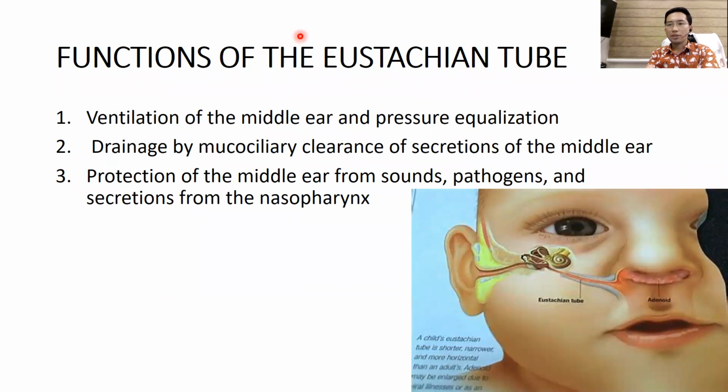from external trauma, such as in forceps delivery. So let's go to the functions of the eustachian tube. Actually, we have three major functions. First is the ventilation of the middle ear space and pressure equalization. Second, drainage by mucociliary clearance of secretions of the middle ear. And third is protection of the middle ear from sounds, pathogens, and secretions from the nasopharynx. You can see in my pointer, this is the anatomy of the eustachian tube of the pediatric patients.